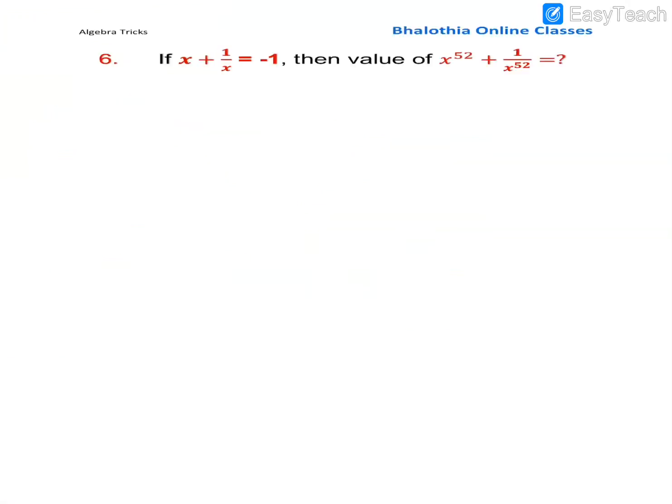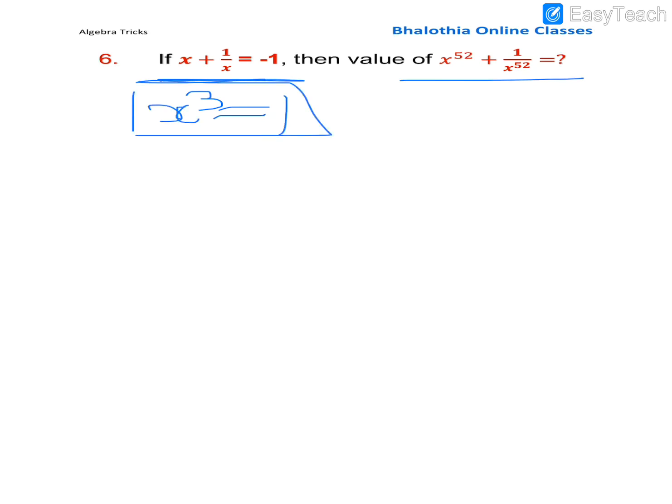Let's move to the next question, and that is x plus 1 upon x equal to minus 1. Then find x raised to the power 52 plus 1 upon x raised to the power 52. Again, minus 1 is given, so x cube will become 1, right? X cube will become 1, and if you know this, you can easily solve this one. Else guys, you will get confused about how you will find 52. So it will become easy for you, and how you will solve it?